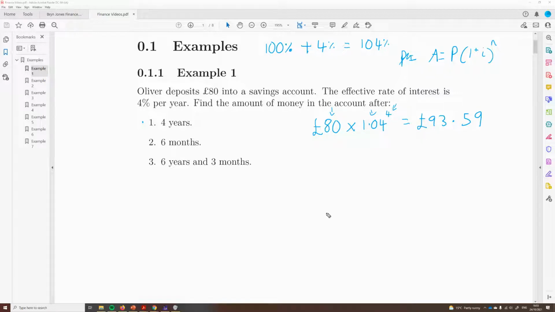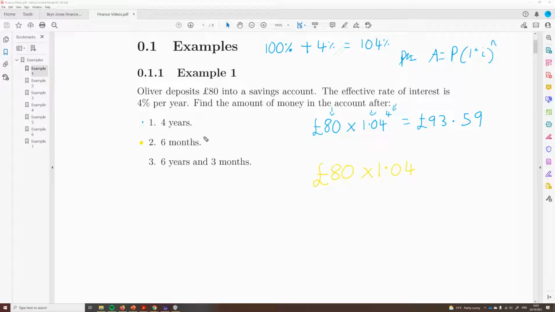So what we're going to do now is see how this develops here at higher and what's different. And you probably cast your eyes over here to see where we're going. And you can see the next question says 6 months. So let's have a little think about 6 months. We're going to have £80 to start with. We're still going to multiply by 1.04 because our interest rate's not changed. Our interest rate's still 4% per year. It doesn't matter that we're only putting it in for 6 months.